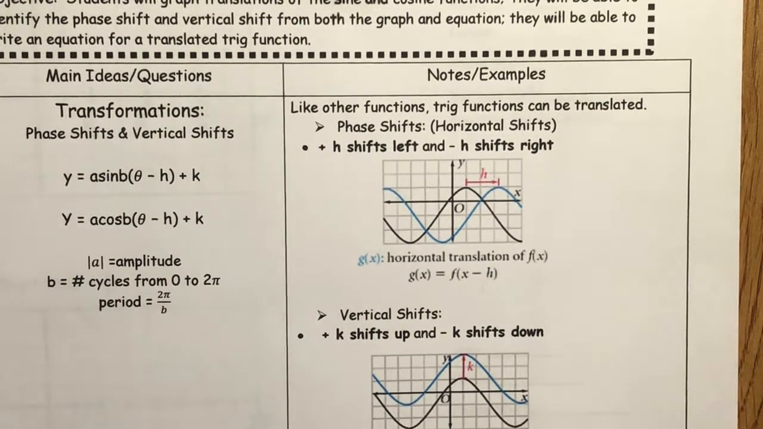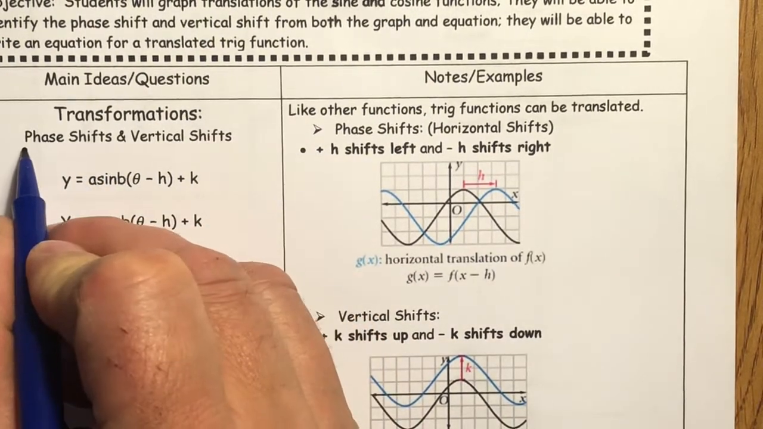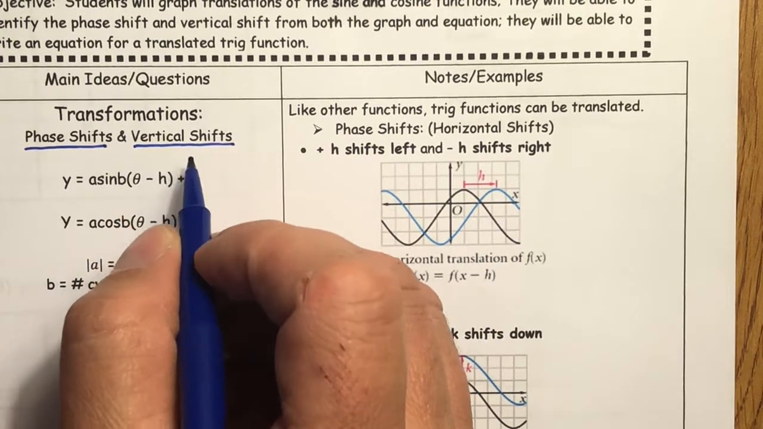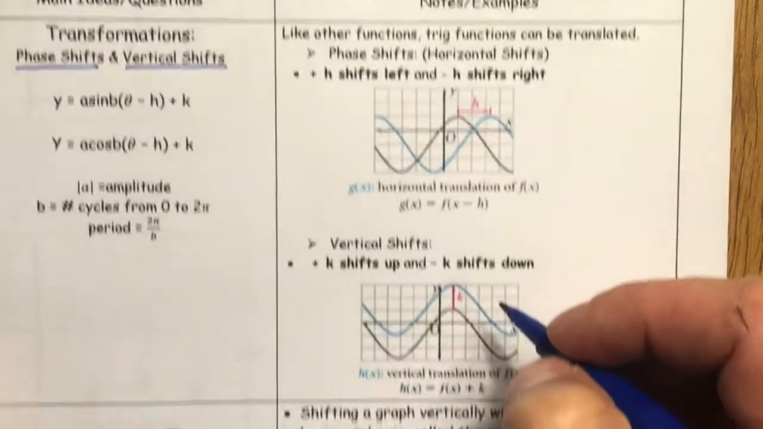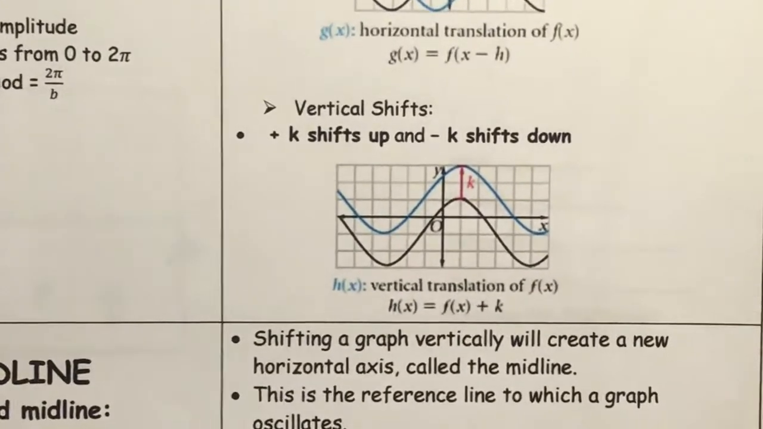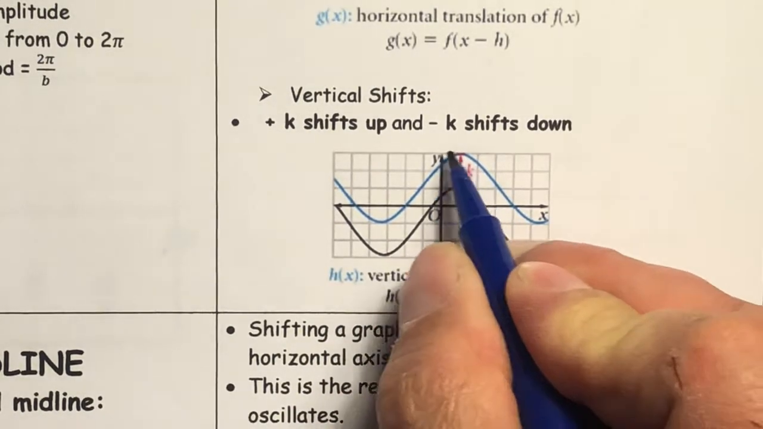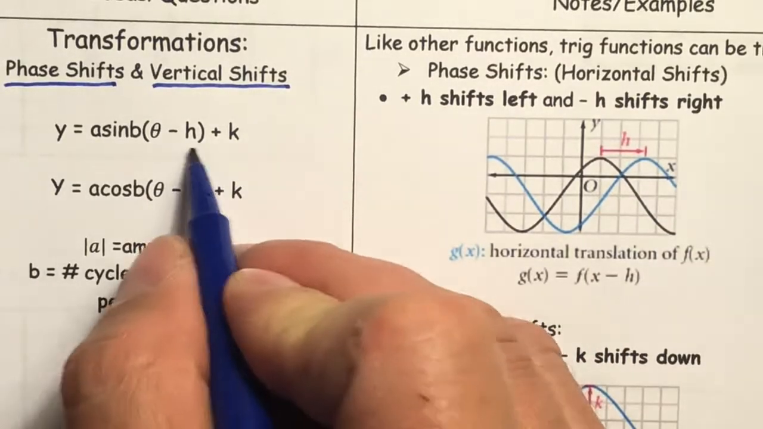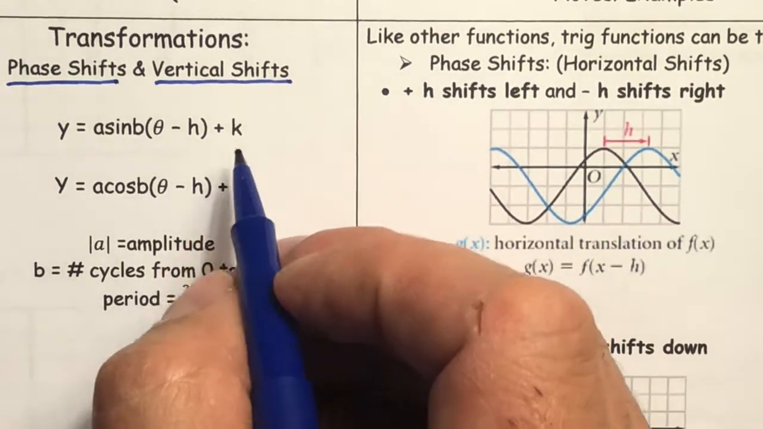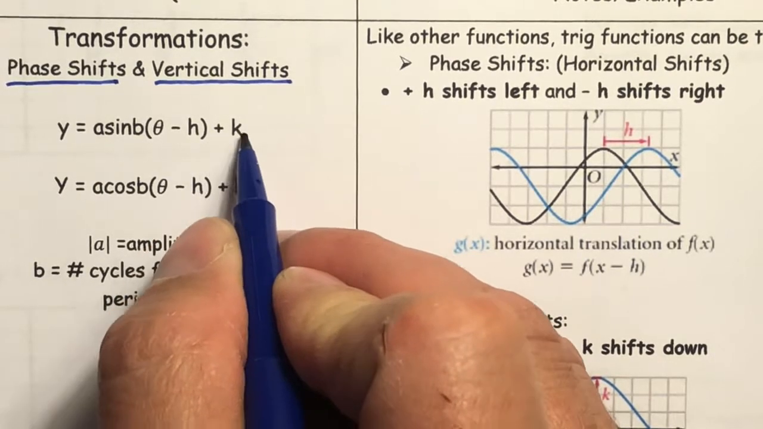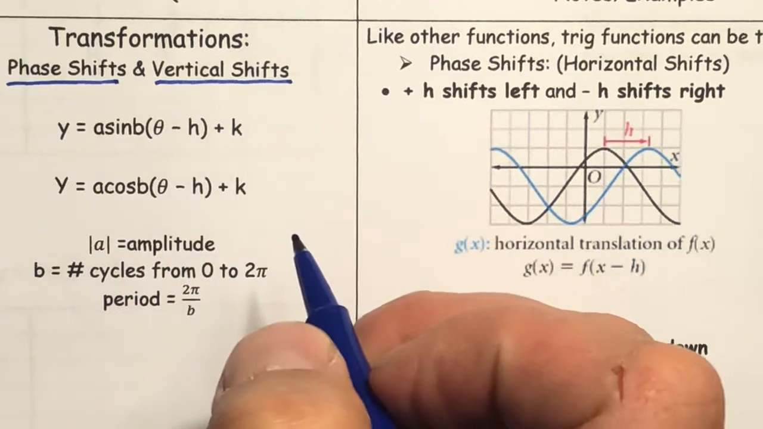Here are the main ideas. The first one, transformations. We have what we refer to as a phase shift and a vertical shift. This is easy. Vertical shift just means shifting the graph up and down. For example, down here would be an example of a vertical shift. We're taking the sine function or cosine function and moving it up to the blue one. That's K. And this should look familiar. H and K, we've used that before in translating other functions. So K is your vertical shift. It's at the end, we're adding or subtracting. If we add, we go up, subtract, we go down.